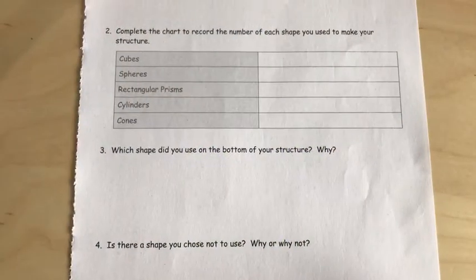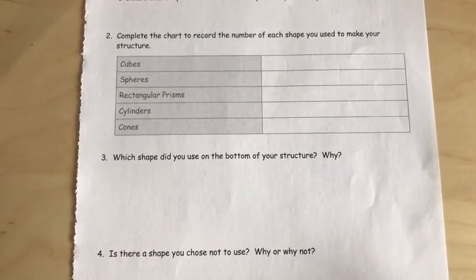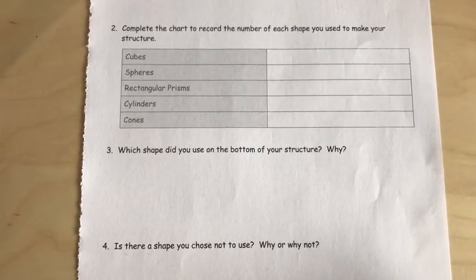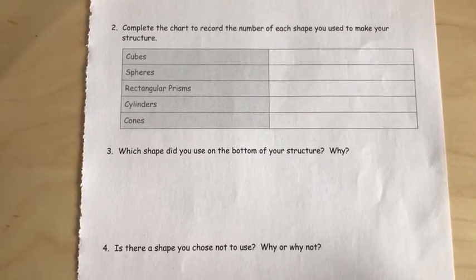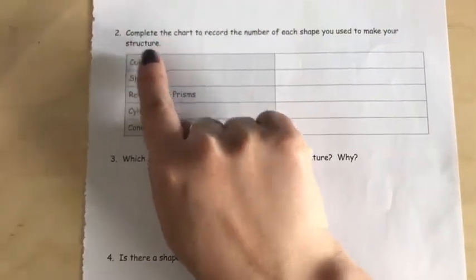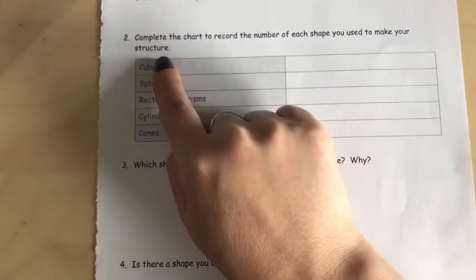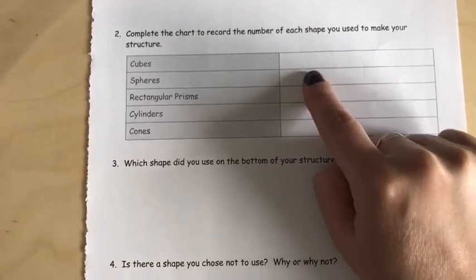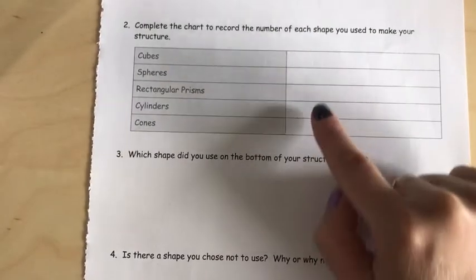Problem set for today, you are going to build a structure using your 3D shapes just like I did. Think about the directions and the shapes you want to use before you get started. Then you could ask someone to try to build the structure using your directions. Once they have done that, complete the chart to record the number of each shape you used to make the structure. So if you used 1 cube, you will write 1. If you use 2 spheres, then you would write 2, and so on.